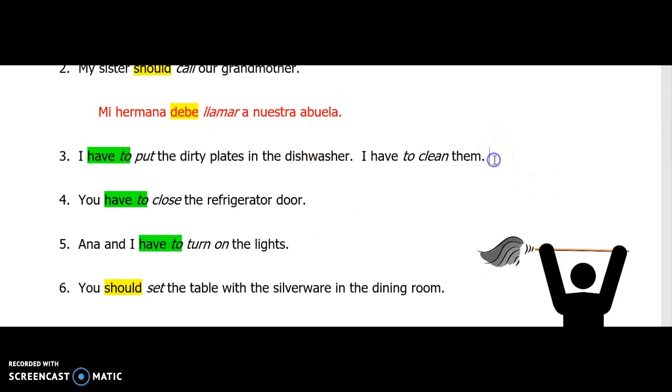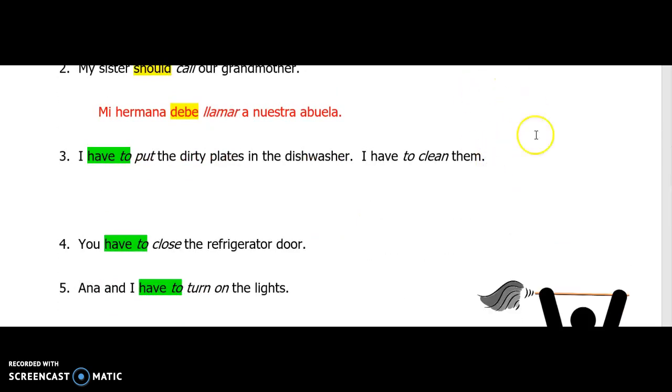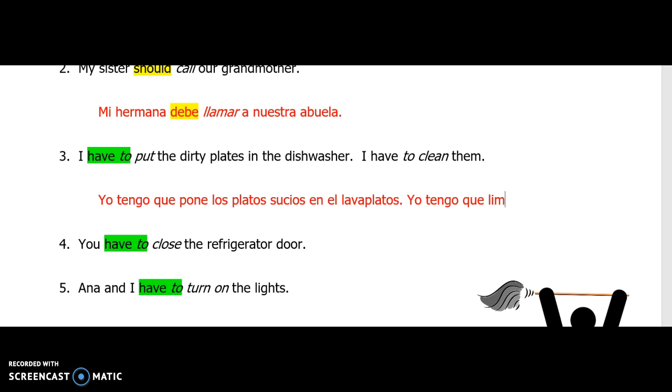So what you have to do, what we have to do. Here we go. So yo, have to. This is tengo que. Tengo que poner, your new verb, the dirty plates. Los platos, the later dirty. Sucio is dirty. Platos is plural, make it plural. Los platos sucios. En, the dishwasher. El lavaplatos. Right? We're going to do it again. I have to clean them. This is tener que. Yo tengo que clean, limpiar. Oh, this is going to be a fun one.